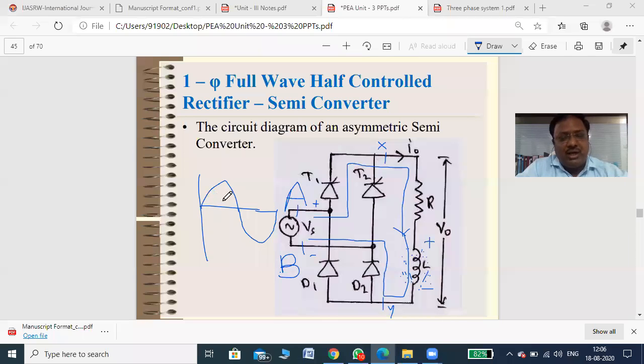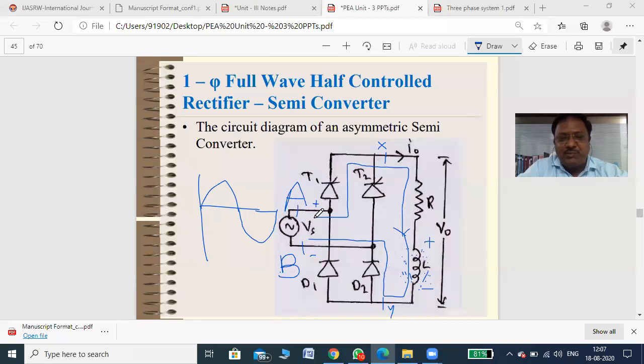Initially, when the input cycle is positive, I just write the terminal names A and B here for the sake of your understanding. When you explain the diagram in an examination, you must also give some notations as per your requirements. These notations are actually not given in a diagram by any book writer, so we should add them. Say this terminal is called A, this terminal is called B. So during the positive half cycle, terminal A is positive with respect to B.